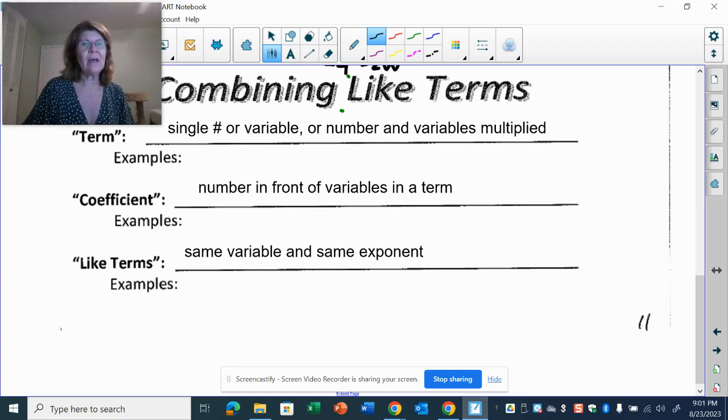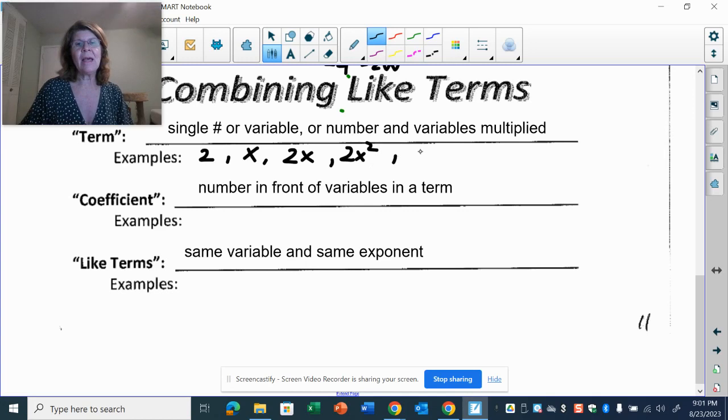So what is the idea of a like term? Well, what is a term? A term is a single number, so it could be like 2, that's a term. Or it could be a variable like x, that's a term. Or it could be a number and a variable multiplied, that would be a term. You could also have exponents. You could have 2x squared, right? That would be a term. You could have multiple variables, I could have 2xy. So those are all terms.